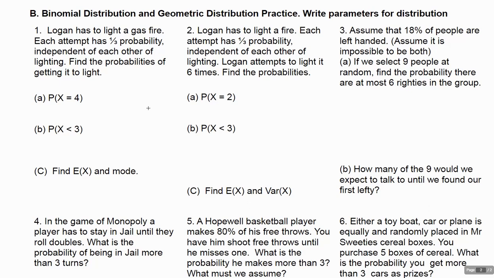Now take a look at number 2. Logan's got to light a fire. Each attempt has a 1/3 probability. It starts off looking exactly the same. The difference is it says Logan attempts to light it 6 times. Find the probabilities. Now here, this is a binomial distribution. This question says every time I light it, what's the probability of it lighting twice out of the 6 times?